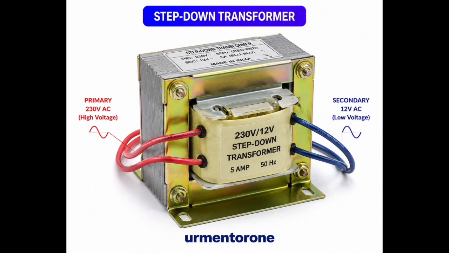Second, step-down transformer. A step-down transformer decreases the voltage from the primary side to the secondary side. The secondary winding has fewer turns of wire than the primary winding. As the voltage is stepped down, the current is stepped up. It's mainly applicable in distribution substations and service transformers.